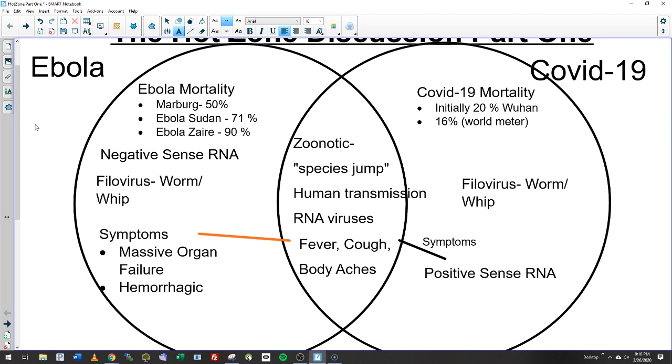Okay, my first question to you is, in terms of evolutionary fitness, which one of these is fitter? In terms of evolutionary fitness, and you're a virus, which one of these is a better evolutionary strategy? I want to debate that for a second with you.